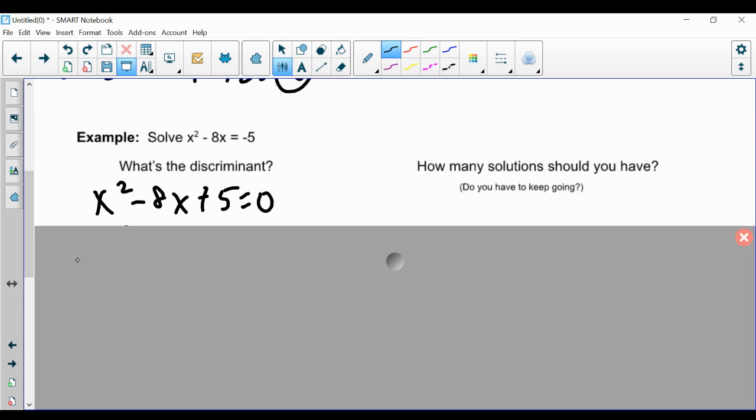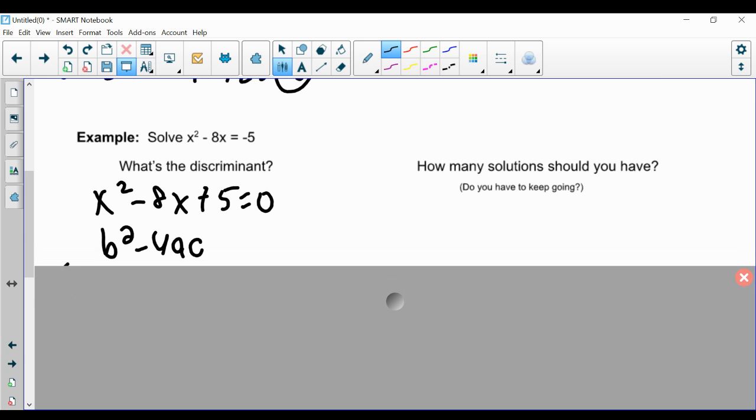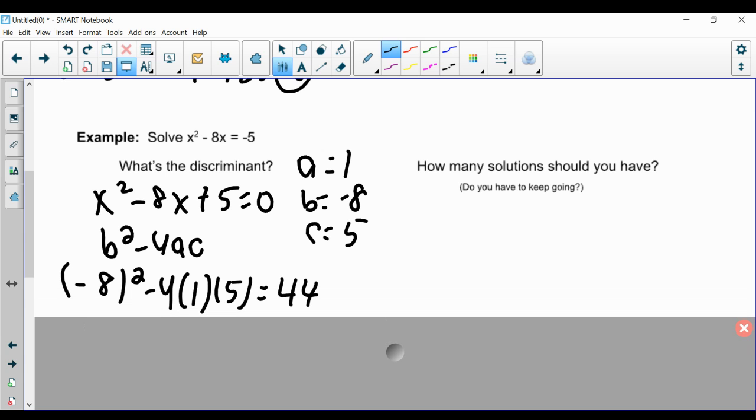The first thing that we need to do is make sure that it's in standard form. X squared minus 8x plus 5, we have to add the 5 to both sides. Now let's go through and find the discriminant. B squared minus 4ac. In this case, we have a is 1, b is -8, and c is 5. When we plug this in, we get 44. That is a positive number. So that means we have a positive underneath our square root.